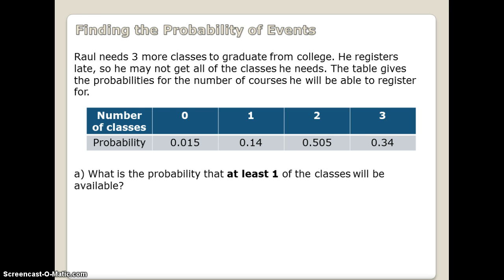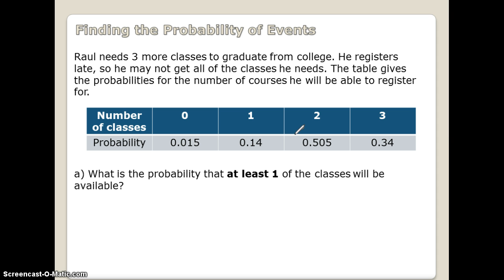Okay, on this one, it's whenever they give you the probabilities. In this one, Raul needs 3 more classes to graduate from college. He registers late, so he may not get all the classes he needs. The table gives the probabilities of the number of courses he will be able to register for. So the question is, what is the probability that at least one of the classes will be available?